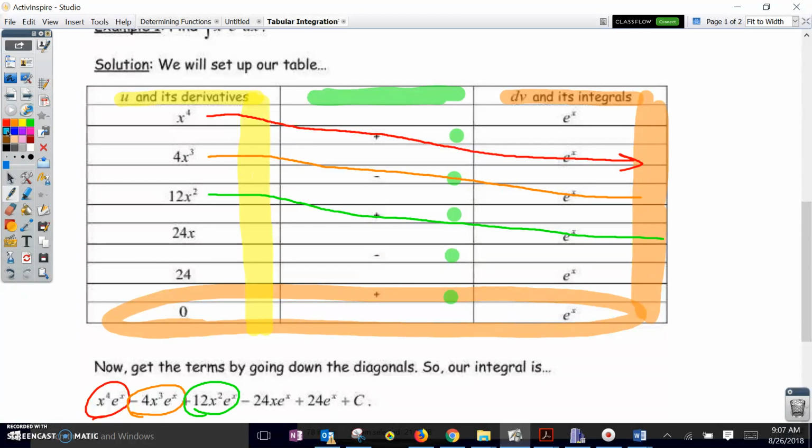Now, I'm thinking you've probably caught on by now. We're going to multiply 4x with a minus sign, and that gives us our fourth term. And we're going to keep doing that until we get to the bottom of this right-hand column. It gives us our fifth term. And then we'll write our constant of integration. And that's how we do tabular integration.